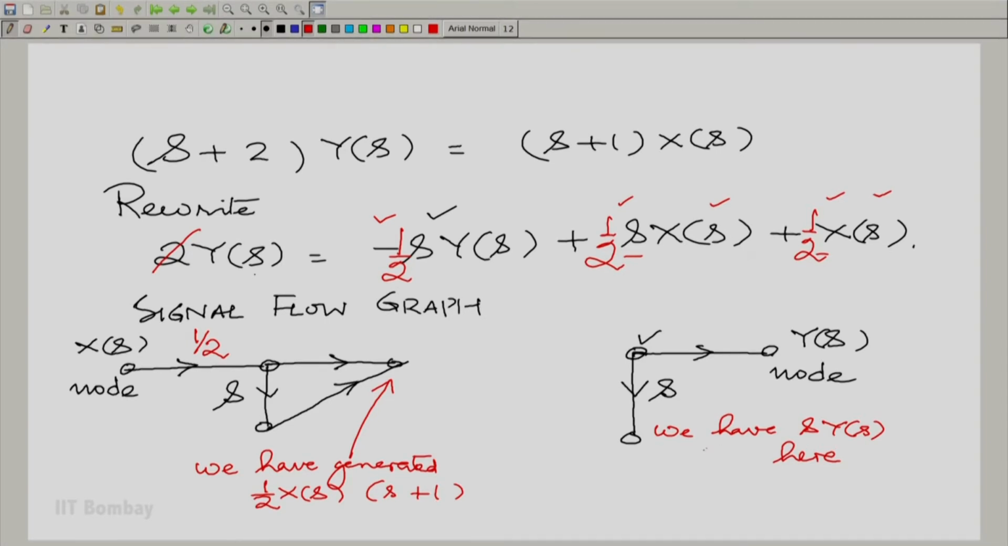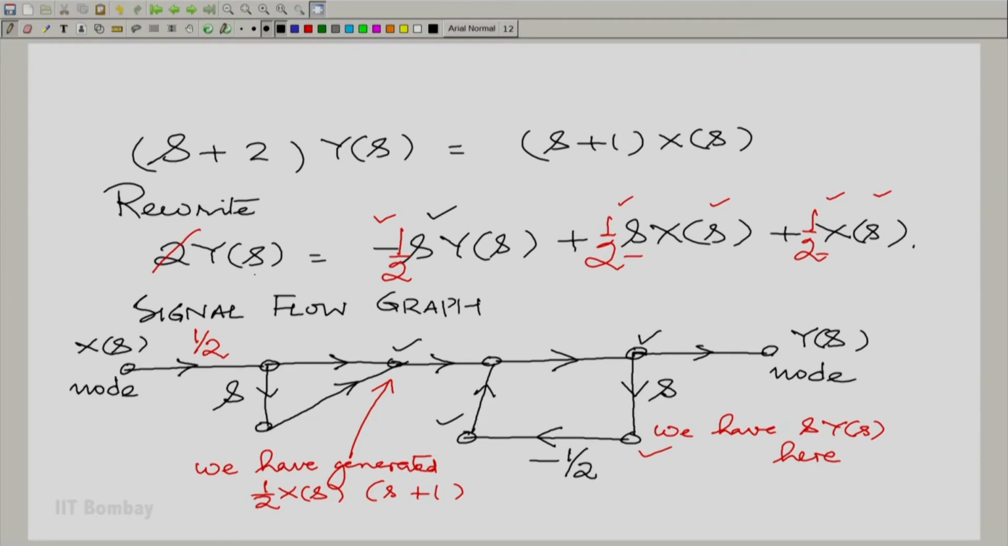And here we have s times ys. You need to multiply this by minus half. And you need to add this and this. So, I will do that. I will bring another node where I transmit this as it is and I add this. And this is what generates ys. The loop is complete. This is very interesting.